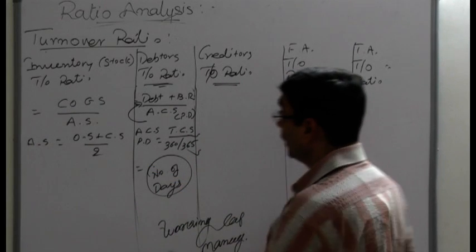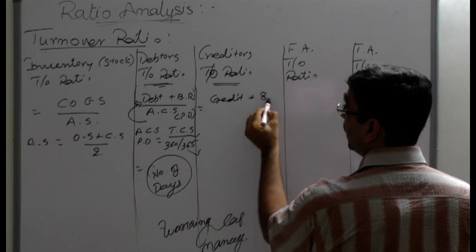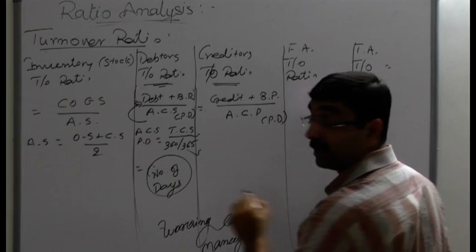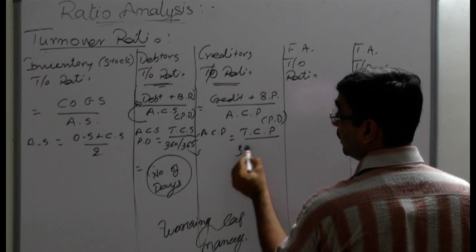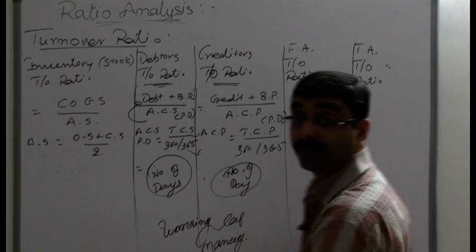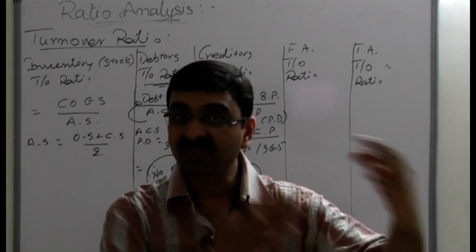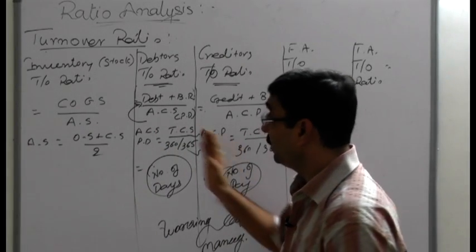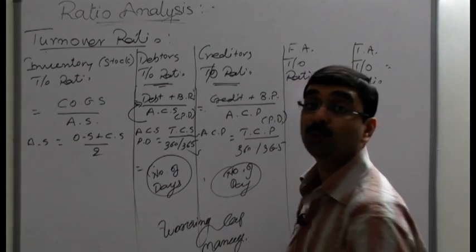In the case of creditors turnover ratio, that is creditors plus bills payable divided by average credit purchase per day. It means the total credit purchase divided by 360 or 365 days, also determined in number of days, shows how much credit period has been offered by creditors to the company. When you purchase on credit, how much credit period you are getting from your creditors, and how much credit period is offered to your debtors, this is actually trying to balance.